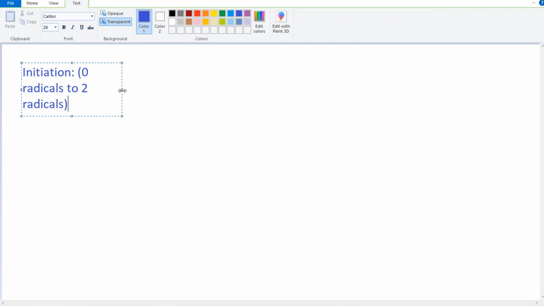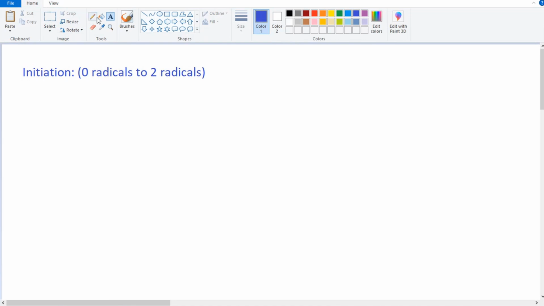So, in the case of free radical bromination, there is one initiation step. And that initiation step is bromine gets hit with light. Now, actually I'm going to do this because this is more fun, and it's easier. Here are my lone pairs. Okay.